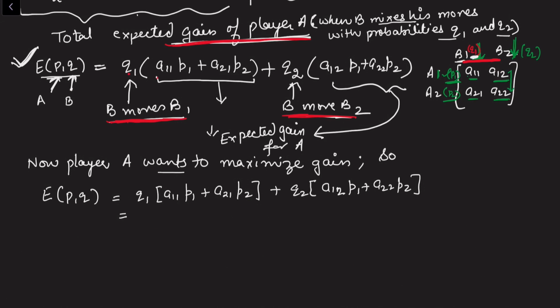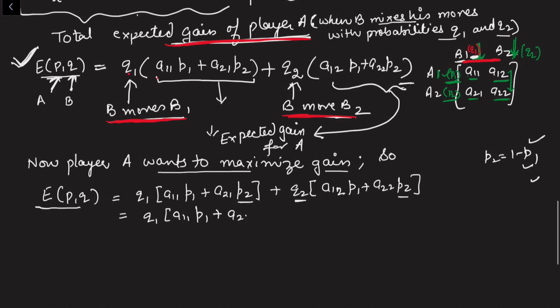Now player A wants to maximize the gain, and so this is what E(P,Q) we have just written here in this previous step. And here, rather than writing P2 and Q2, what I am doing is I am simply replacing P2 by 1 minus P1, so that my data is only in two variables P1 and Q1, and I can get the condition on P1 and Q1. So here I am rewriting this data as A11 P1 plus A21 into 1 minus P1, plus Q2 also I am writing 1 minus Q1, and then we have A12 P1 plus A22 into 1 minus P1. So that is the simple conversion of the data.